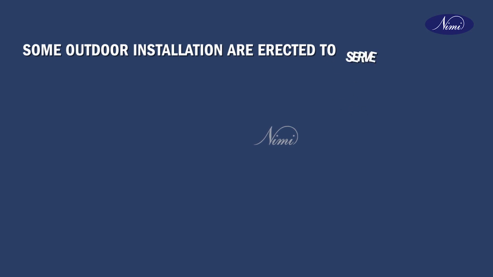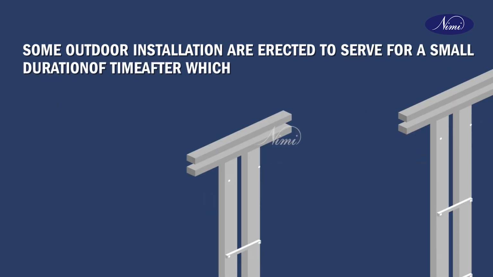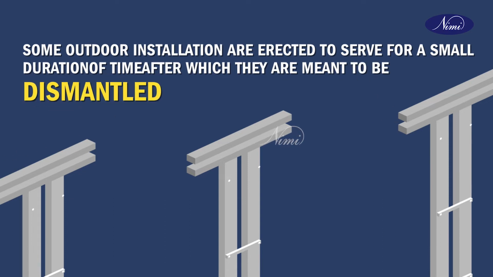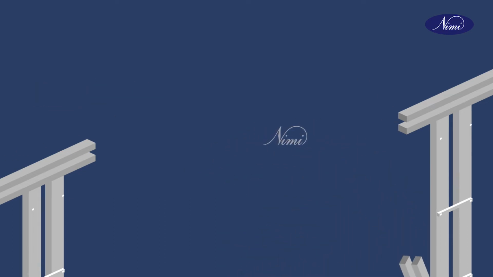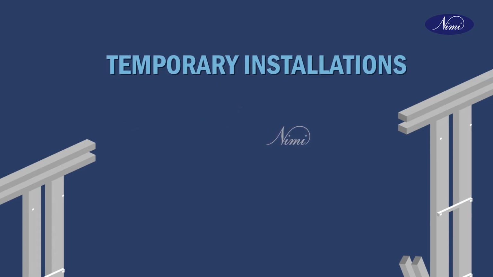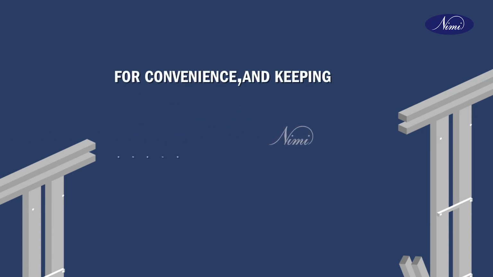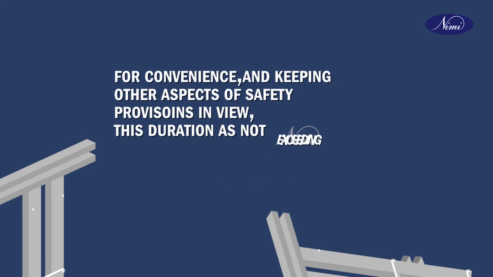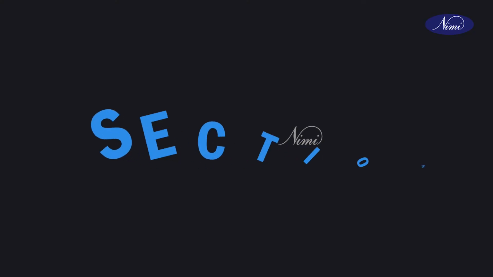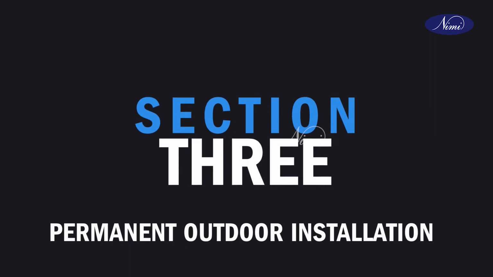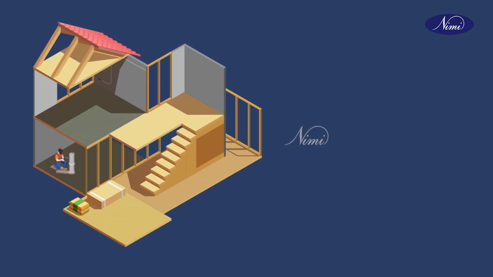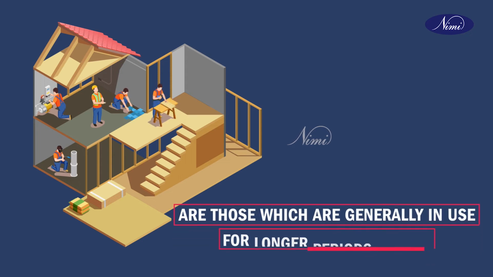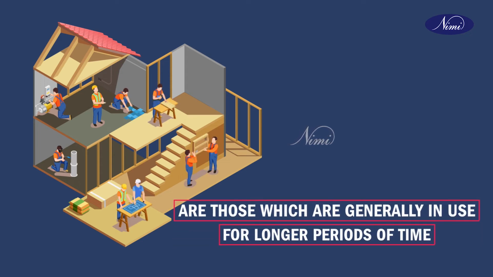Section 2, temporary outdoor installations. Some outdoor installations are erected to serve for a small duration of time, after which they are meant to be dismantled. Such installations are called temporary installations. For convenience and keeping other aspects of safety provisions in view, this duration is defined as not exceeding 6 months. Section 3, permanent outdoor installations. Permanent outdoor installations are those which are generally in use for longer periods of time.